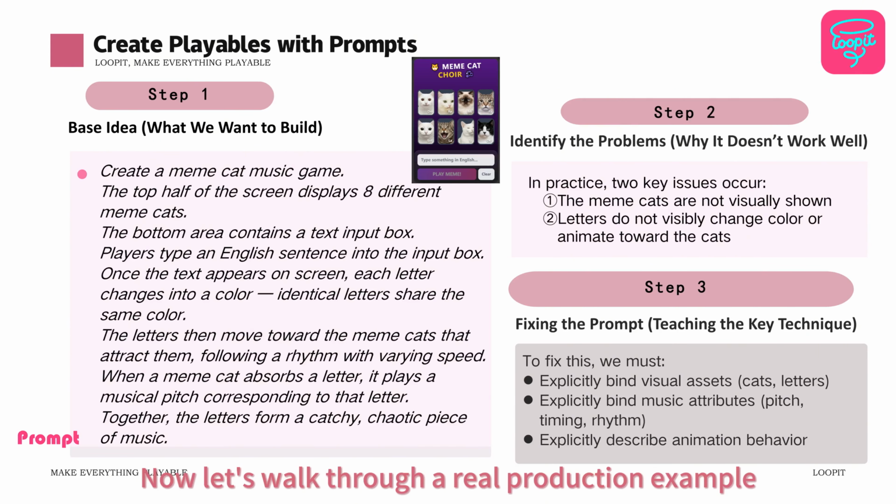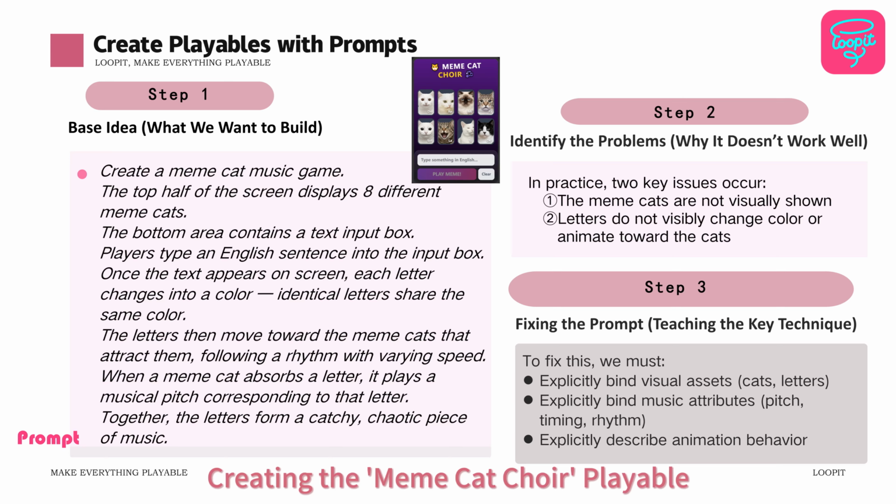Now let's walk through a real production example, creating the meme cat choir playable. Step 1, the basic idea. What we want to build. We want a game where typing a sentence turns letters into colored, moving notes that fly to meme cats, each playing a musical pitch. Step 2, identify the problems, why it doesn't work well.